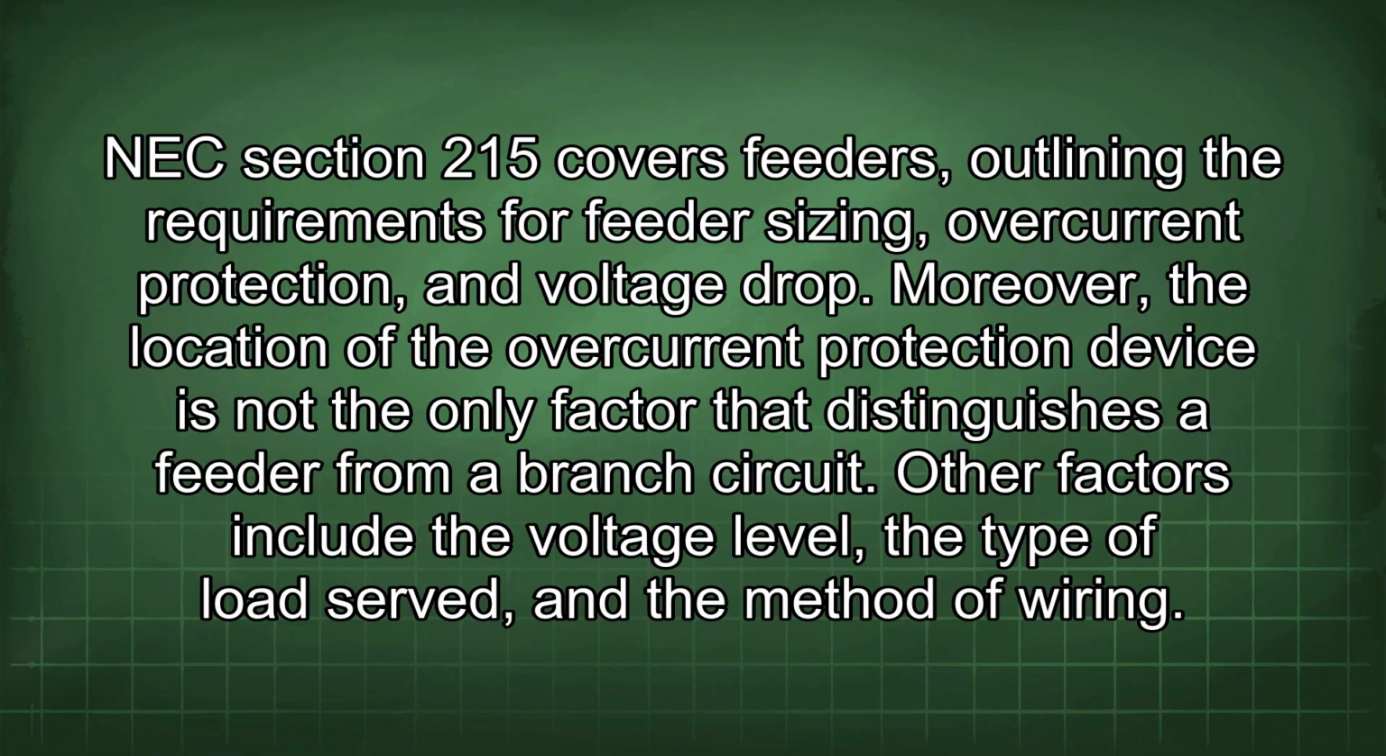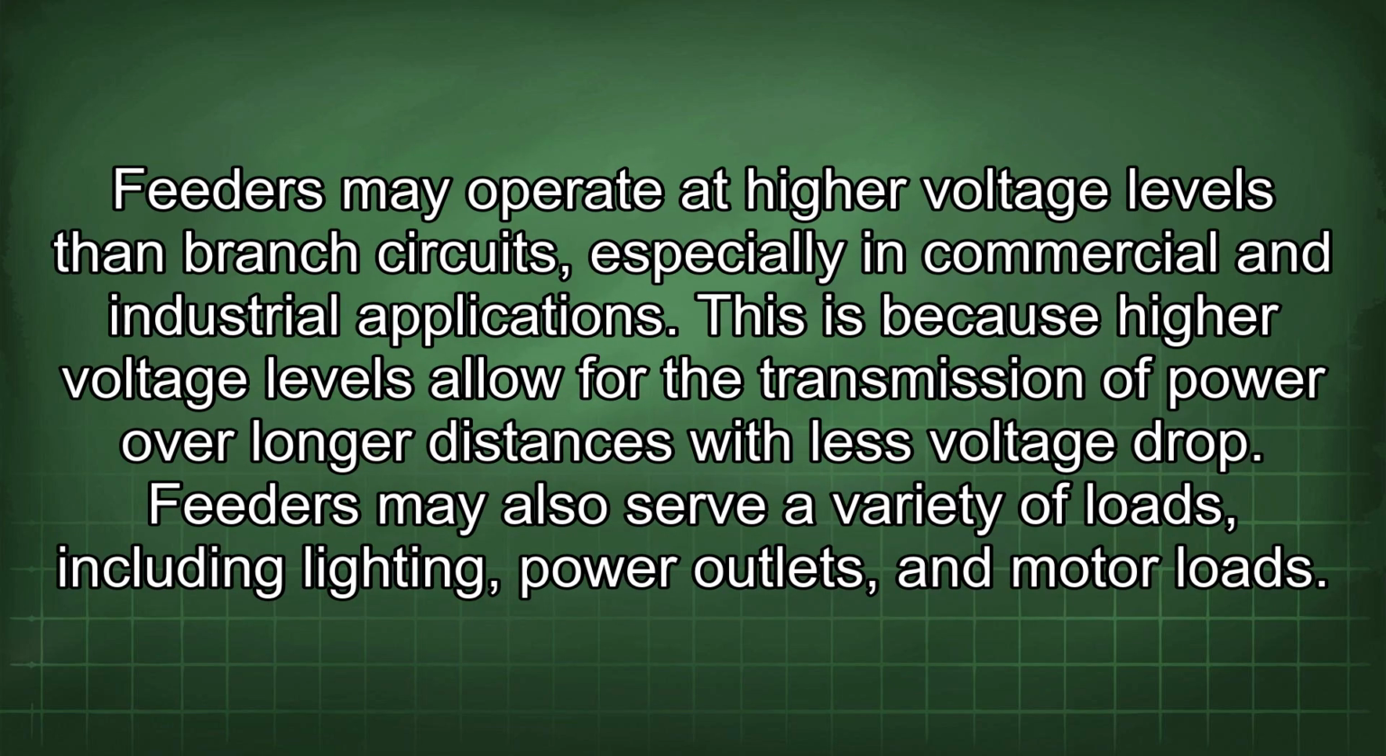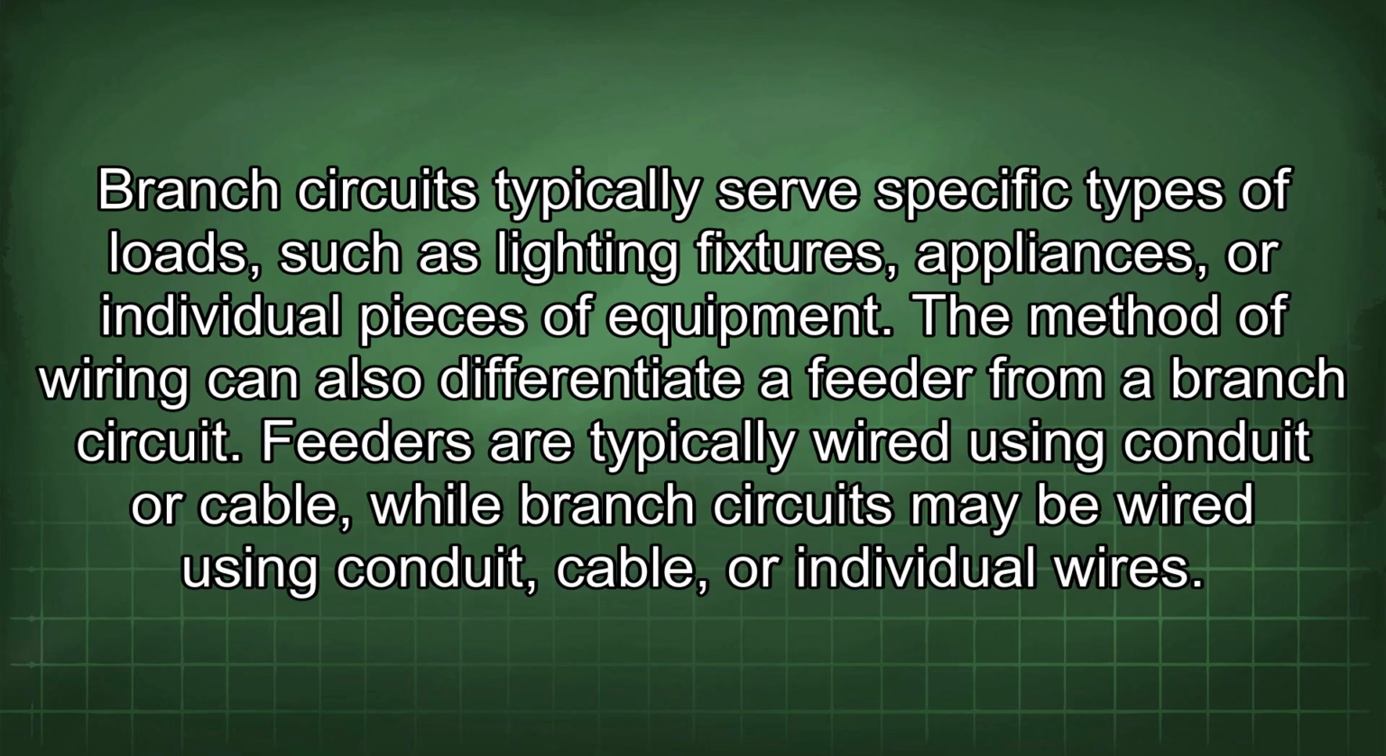Moreover, the location of the overcurrent protection device is not the only factor that distinguishes a feeder from a branch circuit. Other factors include the voltage level, the type of load served, and the method of wiring. Feeders may operate at higher voltage levels than branch circuits, especially in commercial and industrial applications. This is because higher voltage levels allow for the transmission of power over longer distances with less voltage drop. Feeders may also serve a variety of loads, including lighting, power outlets, and motor loads. Branch circuits typically serve specific types of loads, such as lighting fixtures, appliances, or individual pieces of equipment.